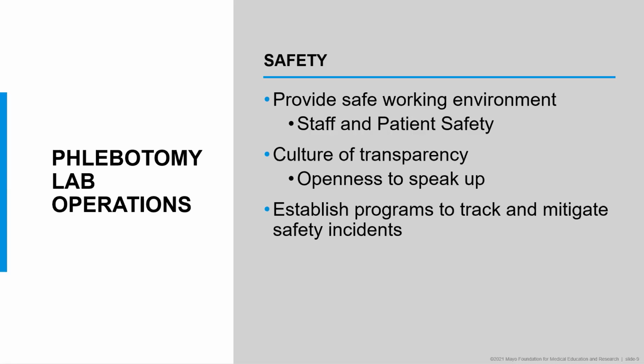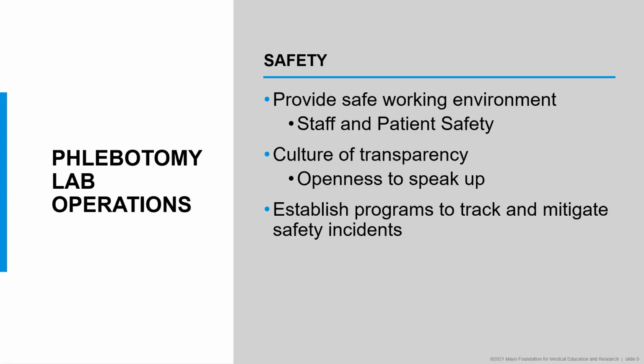If you're not doing that, it's very important to make sure that you have a culture of transparency. People can speak up, people can voice their concerns without any consequences. Establishing programs to track and mitigate safety incidents. So we say in continuous improvement that if you don't measure something, you don't know what it is. So if you have a system of measuring and tracking your safety incidents, that will allow you to see where you need to focus your attention.